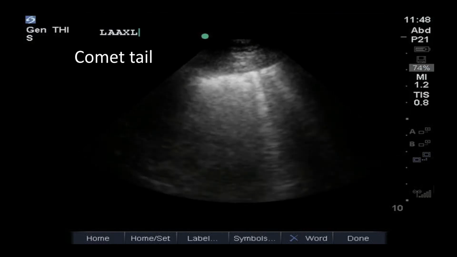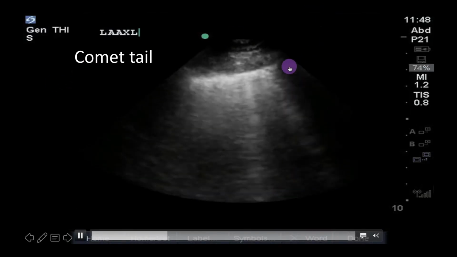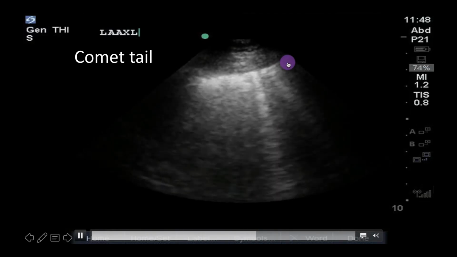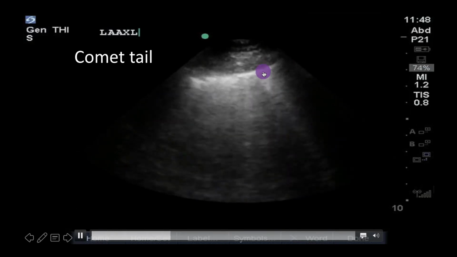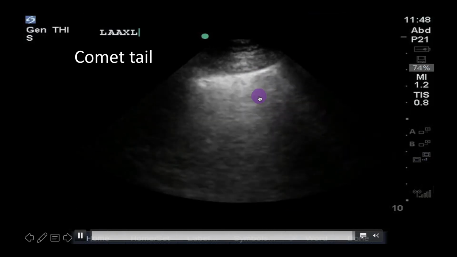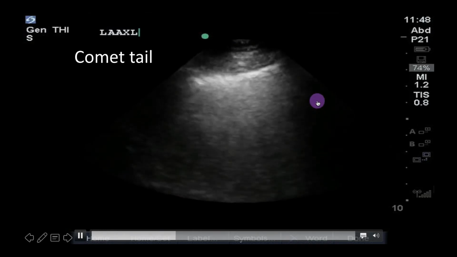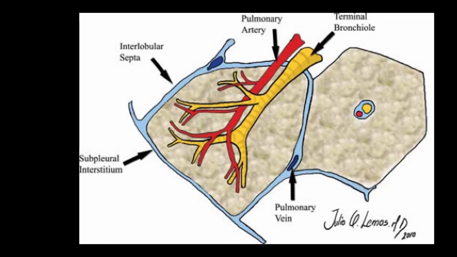Comet tail artifact is a type of reverberation artifact from small reflectors, repeatedly returning echoes in line with the ultrasound beam. The result is a bright line along the axis of the beam that extends all the way to the bottom of the screen, or the far field. This happens when there are small amounts of fluid or fibrosis in the lung interstitium.